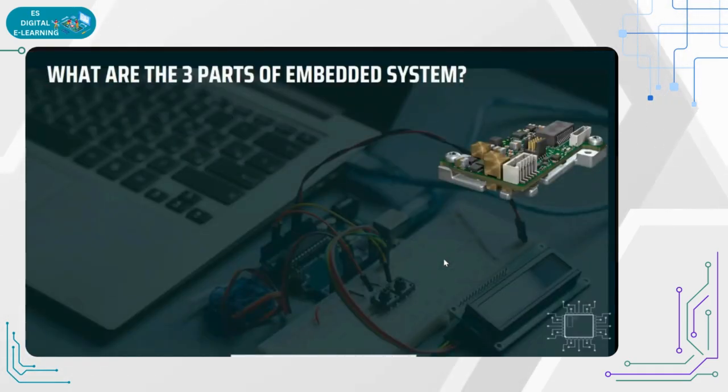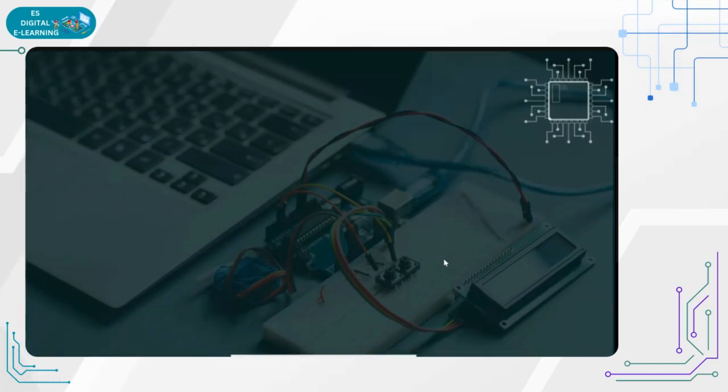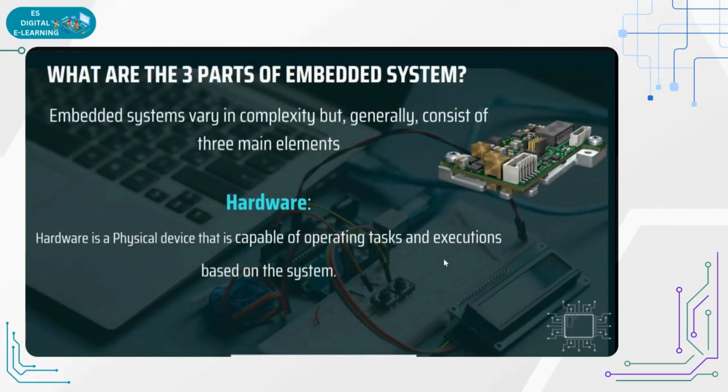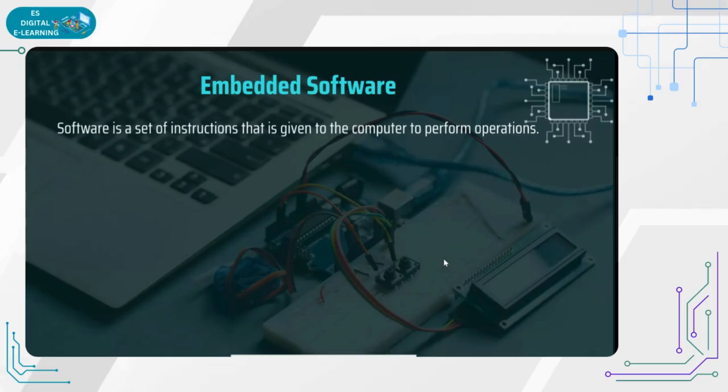What are the three parts of an embedded system? Majorly the hardware, the software, and the OS, right? So that is what we discussed. Hardware is a physical device that is capable of operating the task and executing it based on the system. What exactly will the hardware do? It is able to do the operation, whether you need to blow a light or turn a motor, something you should activate. So that is what the hardware will do. How will the hardware perform?